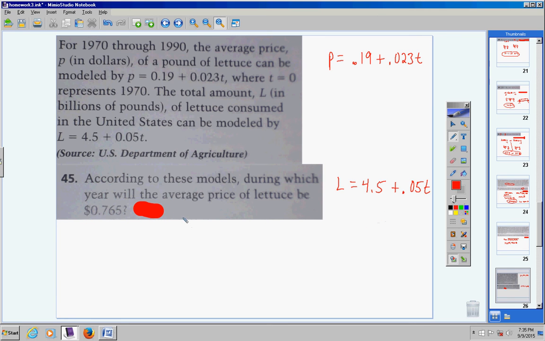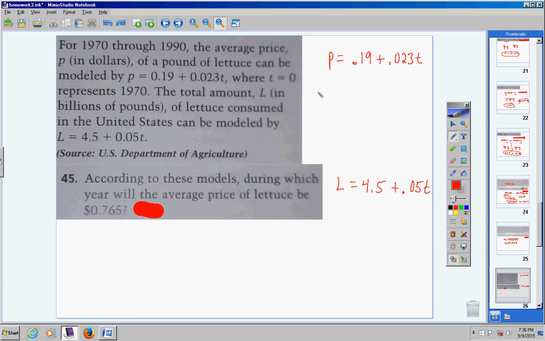Now, with that in mind, let's see what 45 asks us to do. According to these models, during which year will the average price of lettuce be 0.765? Now guys, which one of these two models is talking about the average price? Let's go up here and look. Here it is. The average price, P, can be modeled by this model right here. So I want to use this model here. So they're giving me an average price, and out is going to come a year. Okay, so P is my average price.